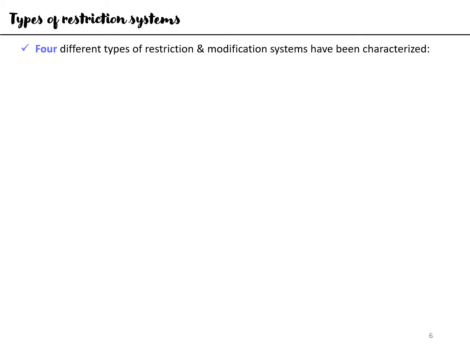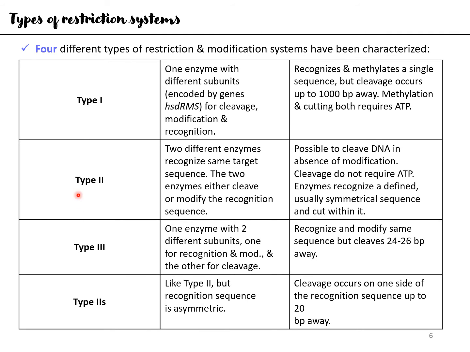Also, you would notice that most of the restriction enzymes have a 1 after their name, but there are some restriction enzymes which have higher numbers. Like for instance, you have EcoR1. Similarly, there also exists EcoR5. So now let us talk about the types of restriction systems. Four different types of restriction and modification systems have been characterized so far. These are type 1, type 2, type 3 and type 2S. So let us deal with them one by one.